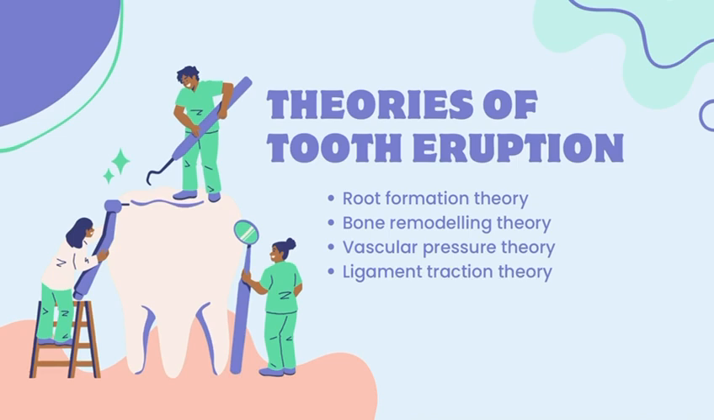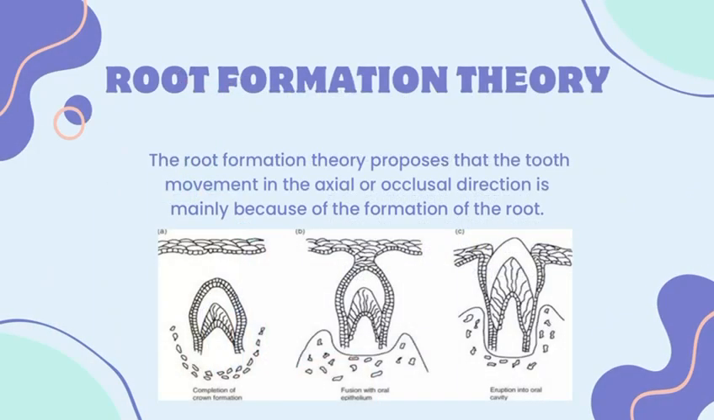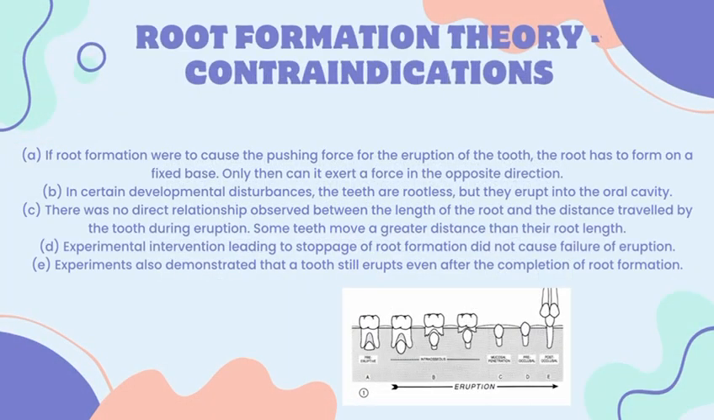So the root formation theory proposes that the tooth movement in the axial or occlusal direction is mainly because of the formation of the root. The contradictions include: if root formation were to cause the pushing force for the eruption of the tooth, the root has to form on a fixed base. Only then can it exert a force in the opposite direction.